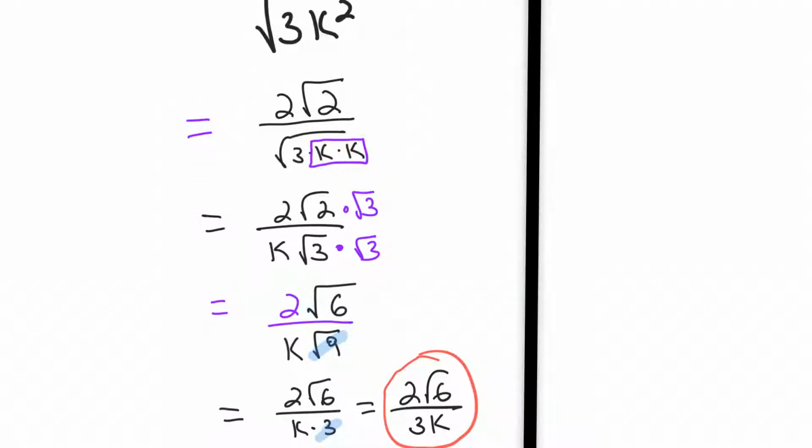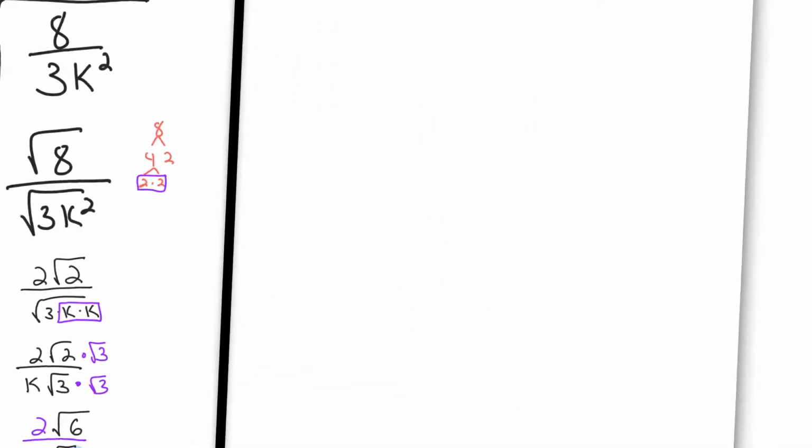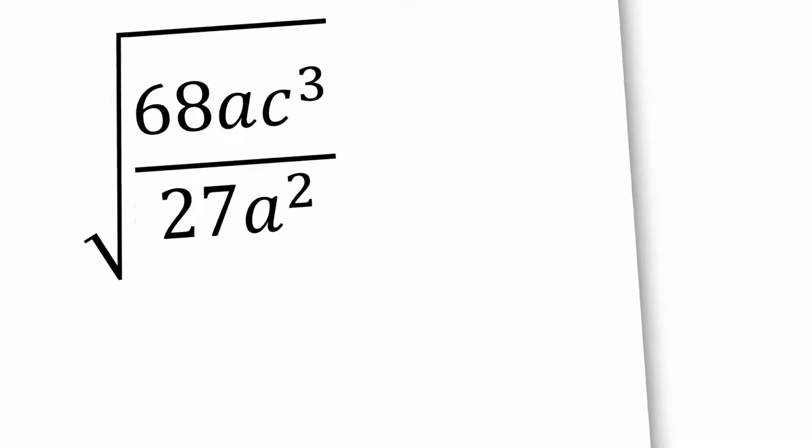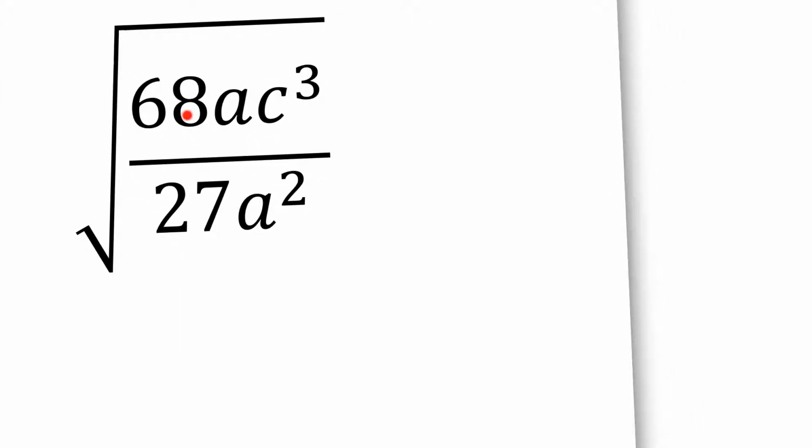They both have to have a radical in order to simplify. So let's try now another one with a fraction. First, I'm looking at the fraction and I check if I can reduce the 68 and the 27. And nope, you can't. They don't have a common factor.